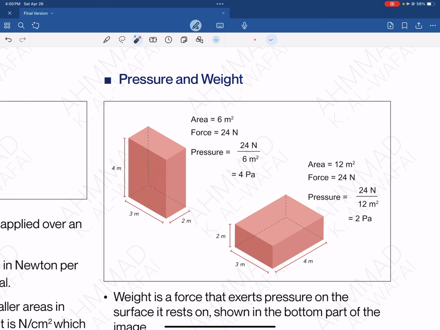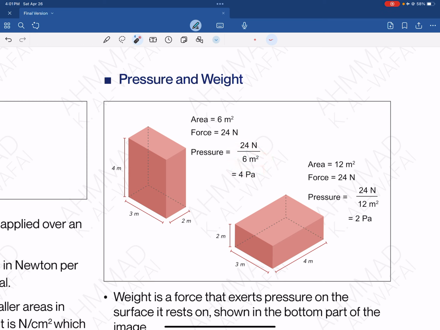Keep in mind, he could not give you the weight, he could give you the mass. So if the mass was given as 2.4 kilograms, you'd have to multiply this by 9.8, which is rounded here to 10, and therefore you could get the force. So given that, the force is 24, the area is 6, so the pressure is 4 Pascal.